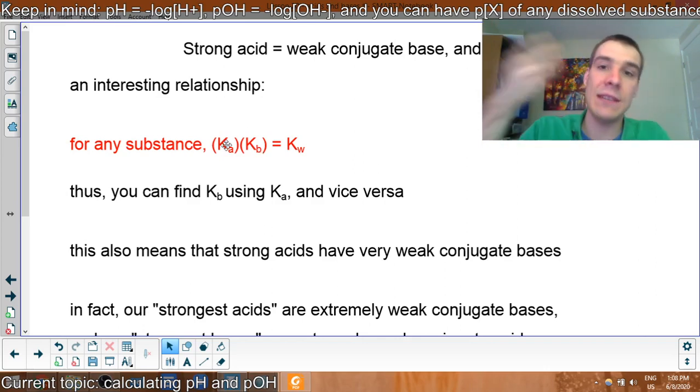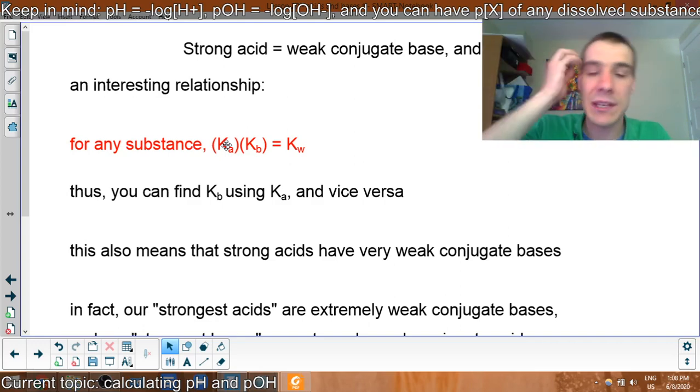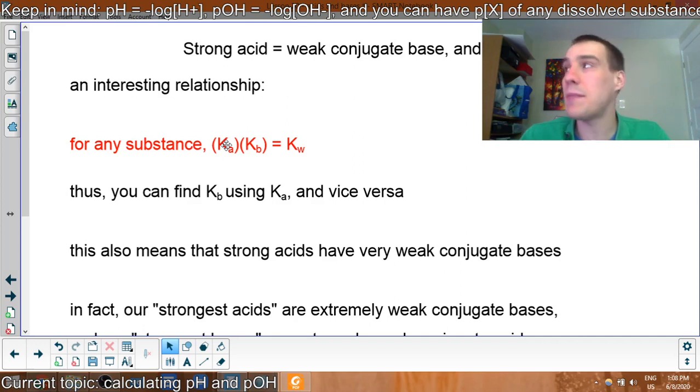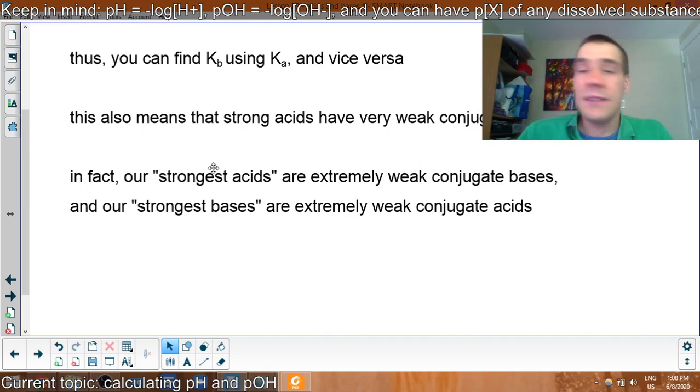If it wants to give up an H+, it's not going to want to pull in an H+. If it wants to pull in an H+, it's not likely to give up an H+, is another way of saying it. But there's a mathematical relationship, and it's based on Kw. It's very, very cool. Yeah, strong acids have weak conjugate bases. And our strongest acids have very weak conjugate bases, and our strongest bases have weak conjugate acids. I'll talk more about this in class.